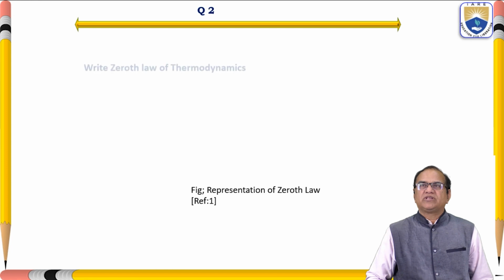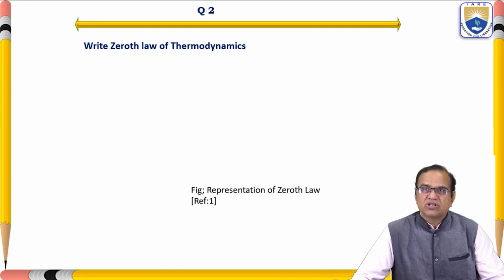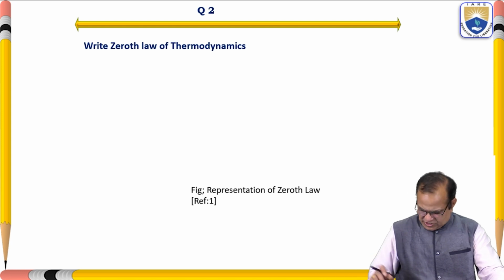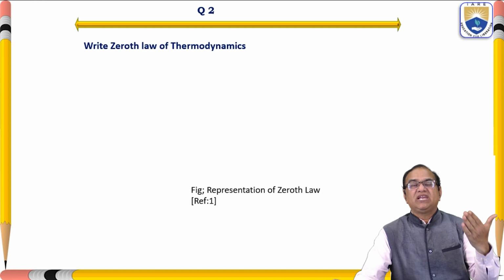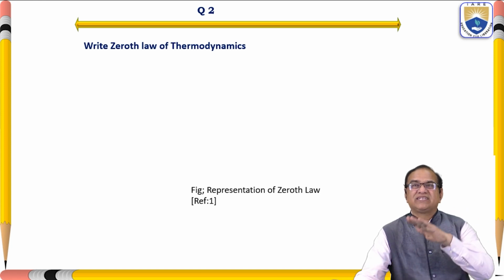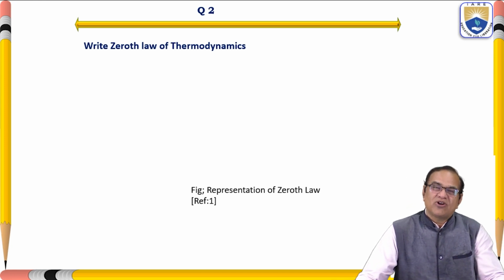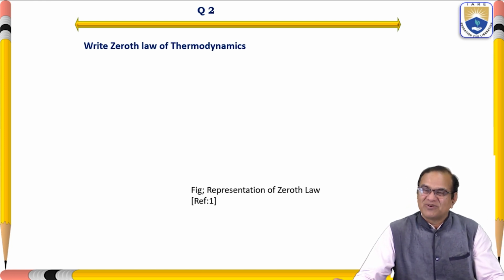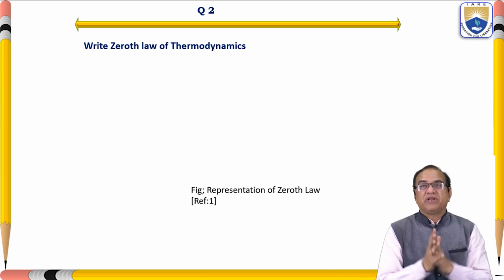Now I will discuss question number 2: write the zeroth law of thermodynamics. This zeroth law was actually developed very late. First was the first law, then the second law, then the third law, and after that it was decided that there is one more law, which is called the zeroth law of thermodynamics. The zeroth law of thermodynamics is related to temperature.